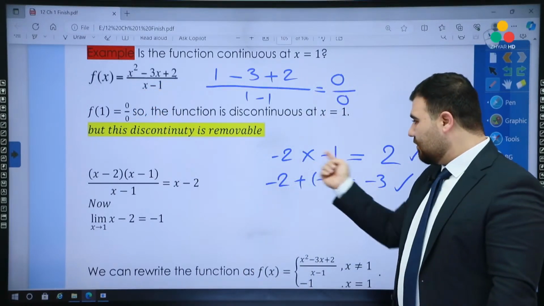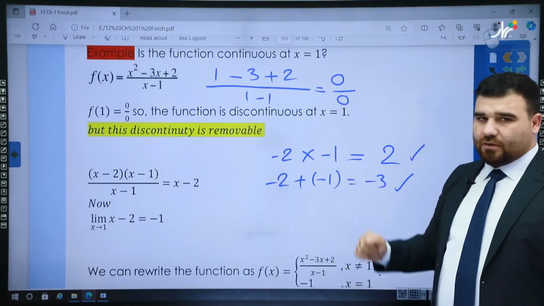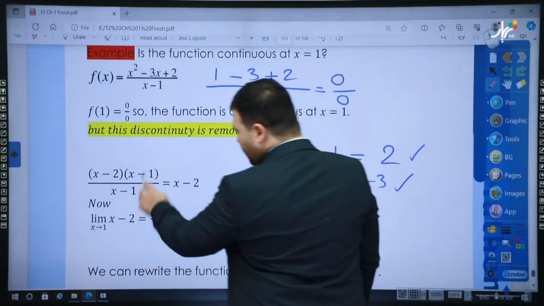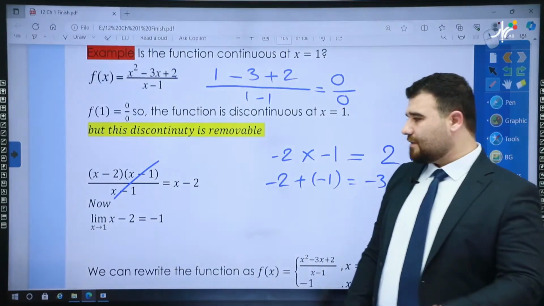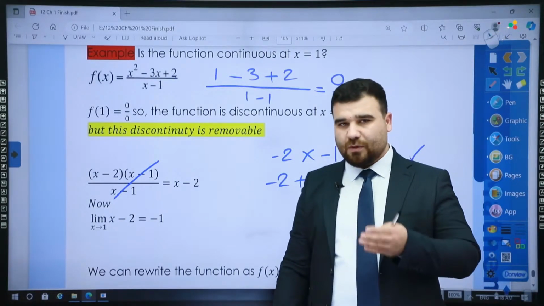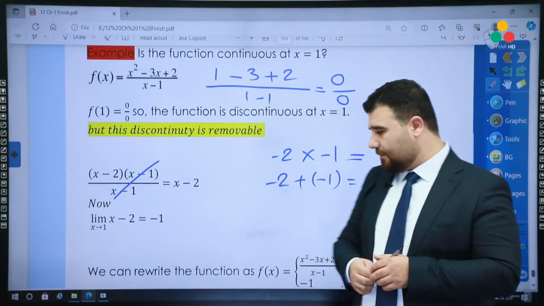Then I can use these 2 numbers in the brackets. So I have x minus 2, x minus 1 over x minus 1. The x minus 1 part will be cancelled. What's remaining is only x minus 2. Now if I put 1 in place of x here, it will be 1 minus 2, which is negative 1.